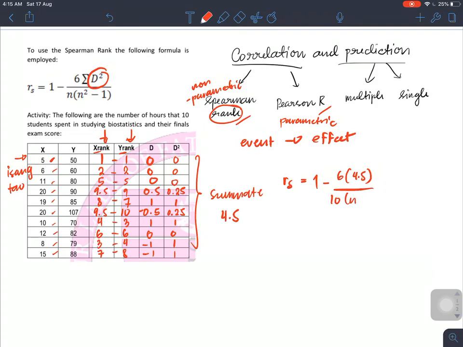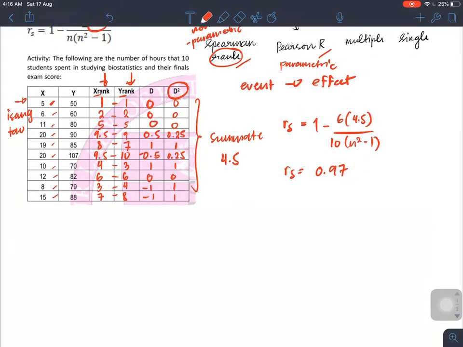Times n squared minus 1. Sir, bakit po nawawala yung squared nito or yung exponent niyan? Hindi na po siya squared kasi kung mapapansin po natin, d squared na po yung na-compute natin dito. And then we simply have to summate. And then yung sagot po doon ay yun na yung gagamitin natin sa formula. Okay, so since madali lang naman po yung formula natin, ano po kaya yung sagot? RS would be 0.97 with a qualitative relationship.